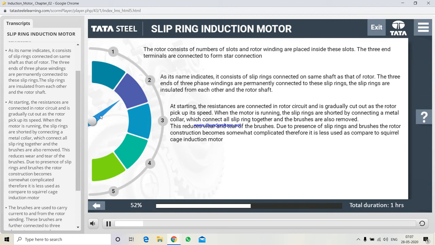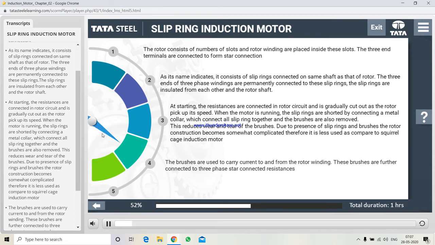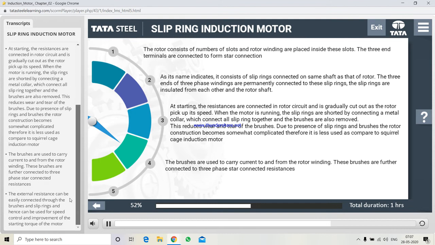As its name indicates, it consists of slip rings connected on the same shaft as that of the rotor. The three ends of the three-phase windings are permanently connected to these slip rings. The slip rings are insulated from each other and the rotor shaft. The brushes are used to carry current to and from the rotor winding. These brushes are further connected to three-phase star-connected resistances.